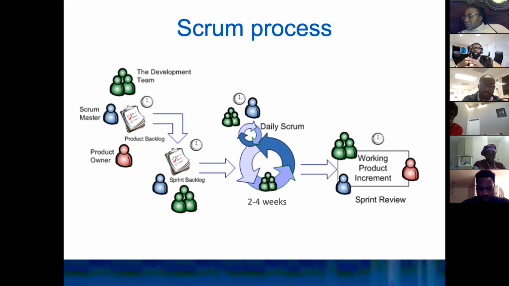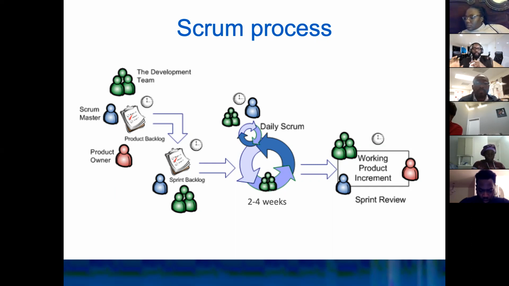During the 2 or 4 weeks, you have one ceremony that I mentioned before, the daily Scrum, which happens every 24 hours, daily. That's where all the team members get together to answer simple questions or provide information about what they're doing, what they're going to be doing, and if they're facing any issues. It happens every day during the sprint time, which is 2 to 4 weeks, or sometimes even 1 week.